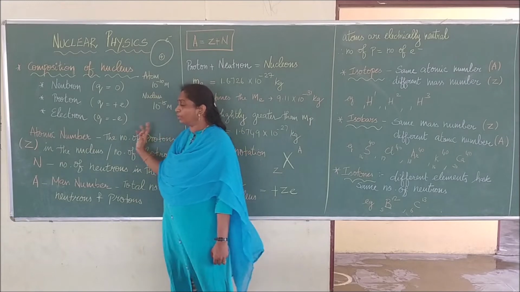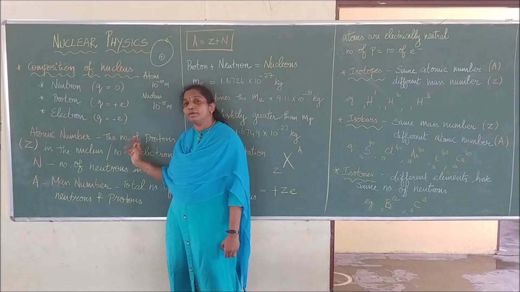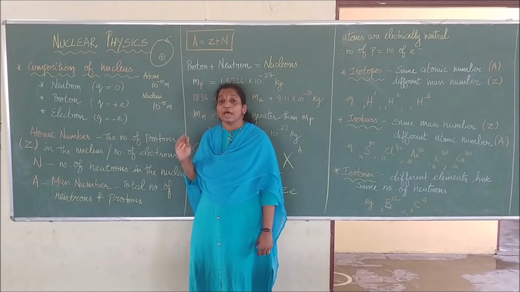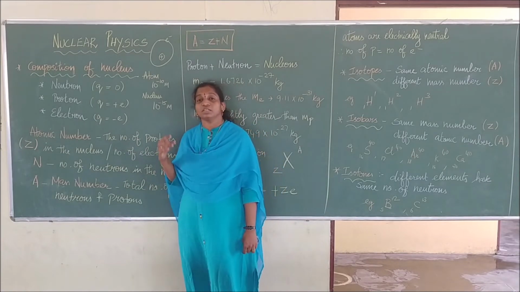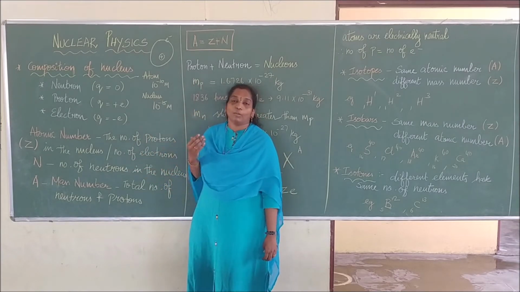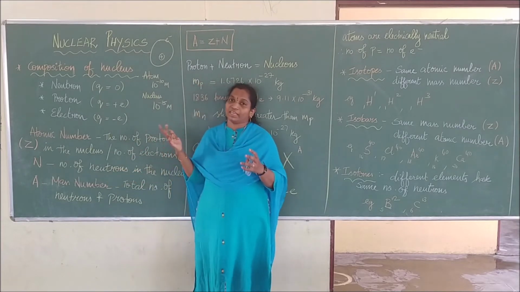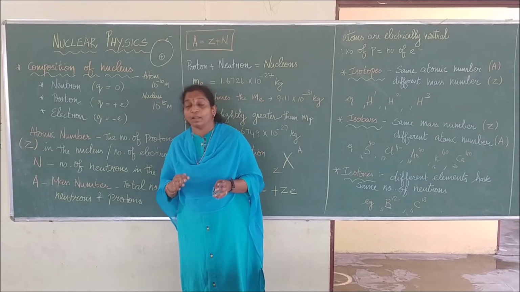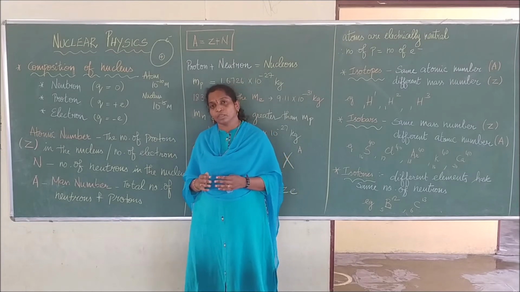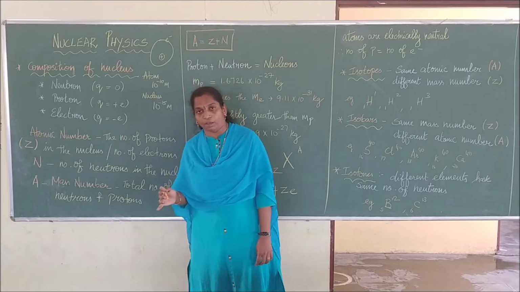So what is the symbol for atomic number? The atomic number symbol is Z, the mass number symbol is A, and the neutron number is N. Is it clear? What is the atomic number? It is the number of protons in the nucleus. Since the atom is electrically neutral, it is equal to the number of electrons. So the number of protons equals the number of electrons, and either is called the atomic number. N stands for neutron, so the number of neutrons is said to be the neutron number.